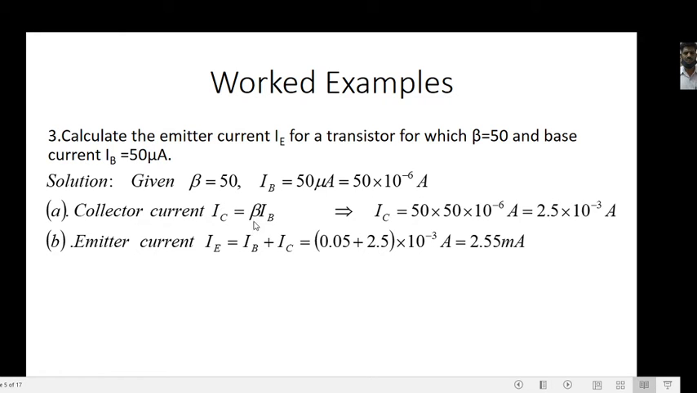Collector current IC is equal to beta IB, that is IC is equal to 50 into 50 into 10 power minus 6 ampere, that is equal to 2.5 into 10 power minus 3 ampere. So emitter current IE is equal to IB plus IC, equals 0.05 plus 2.5 into 10 power minus 3 ampere, that is equal to 2.55 milliampere.